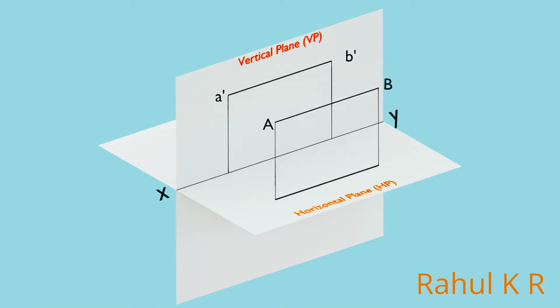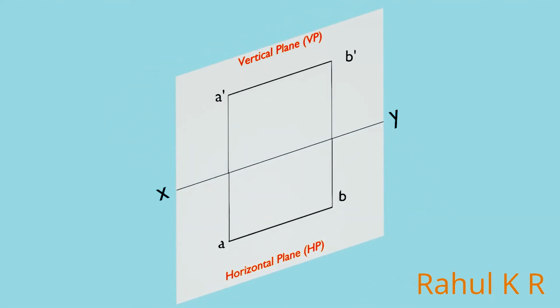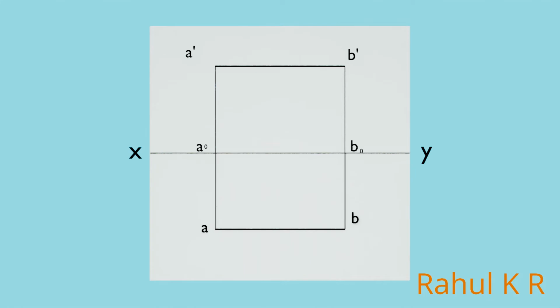The top view is also a line parallel to the XY line and is denoted by small letters a and b. The length of the top view is the same as that of the given line. The distance between the top view and the XY line is equal to the distance between the given line and the VP. Since the line is in the first quadrant, after rotating the HP 90 degrees clockwise, the front view will be above the XY line and top view will be below the XY line. The completed projection on the drawing sheet will look like this.